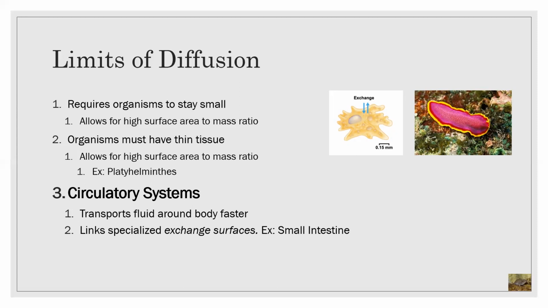So circulatory systems developed to really overcome these limits of diffusion, and it helps transport fluid around the body faster. And circulatory systems also link specialized exchange surfaces. So for example, our small intestine.